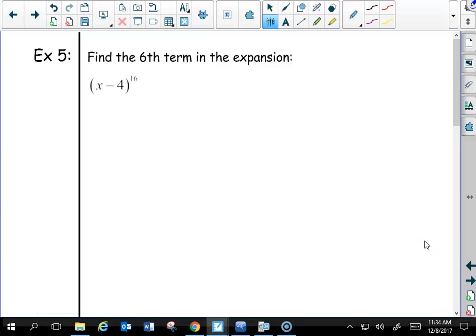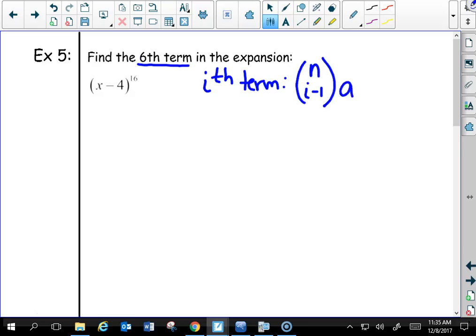Okay, on example 5, we're asked to find just the sixth term in the binomial expansion, and we have a little formula for that. The formula for the ith term, where i in this case is 6, is the combination n over i minus 1, and a to the n minus i plus 1, b to the i minus 1.